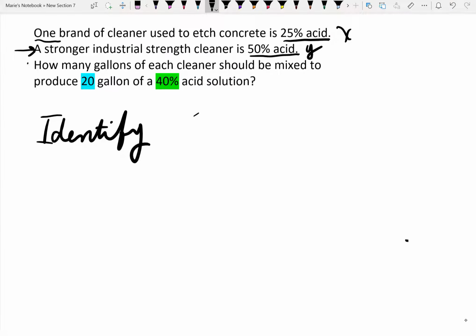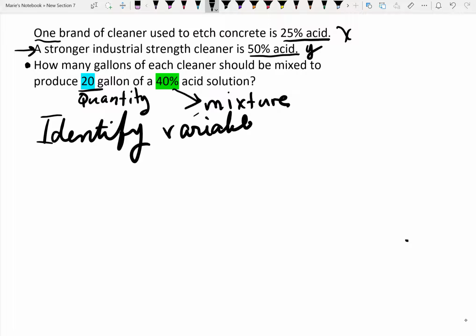The actual question stem is here. And it says how many gallons of each cleaner should be mixed to produce 20. 20 is your quantity. And then the 40% acid solution, this is what results when you do the mixture. So I want you to understand that there's two equations here. Your first step is identify the variables, which, as you can see, we have two: an X and a Y. And we know that the sum of X and Y has to equal 20. We know that from the question.